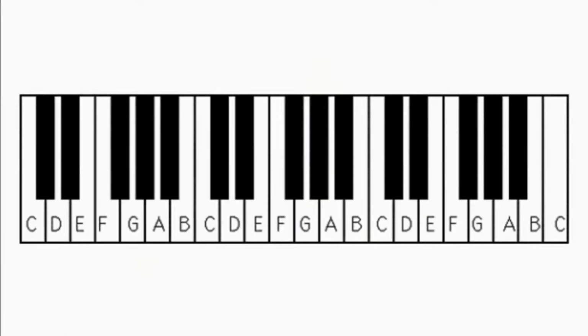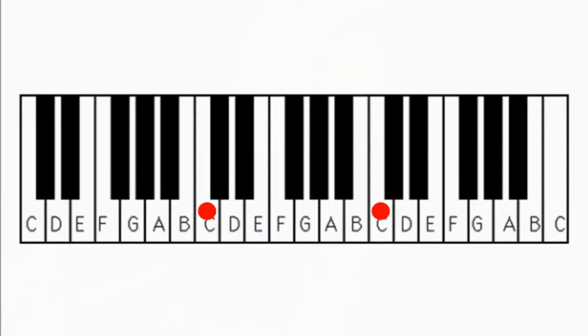So here's our keyboard again. So let's start with C. From C to D is a second. 1, 2, 3, 4, 5, 6. And so 1 to 2 is going to be a second. 1 to 3 is a third. 4th, 5th, 6th, 7th. And right here is going to be called an octave.